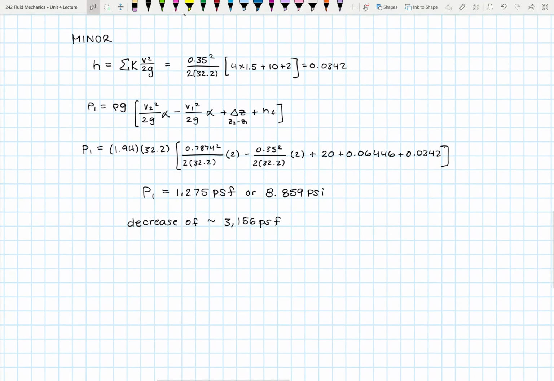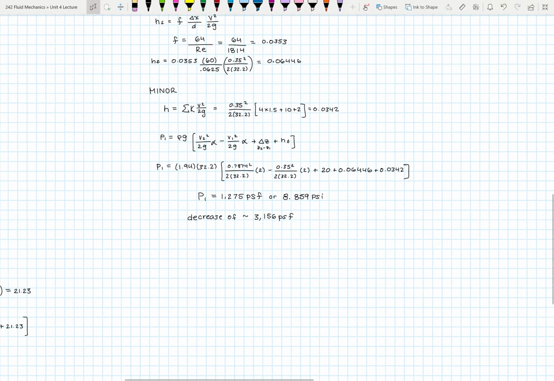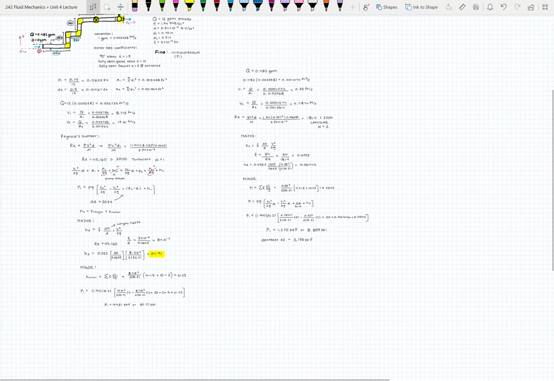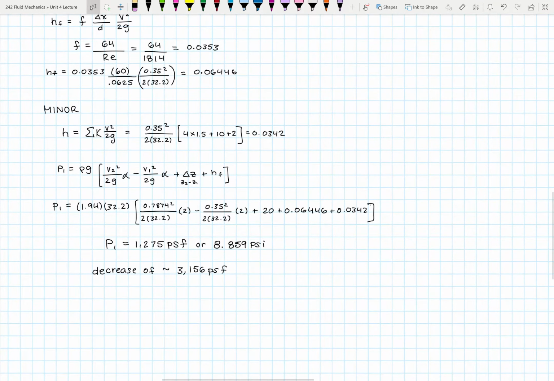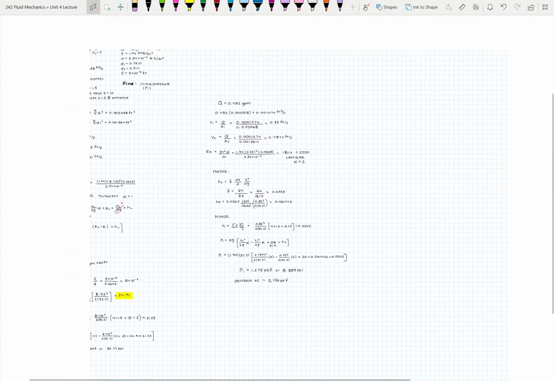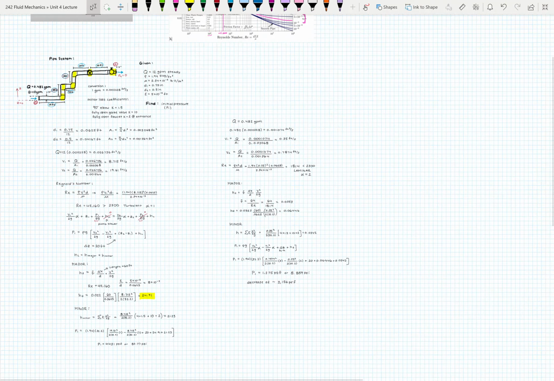And so much of that has to do with just how much less friction there is in laminar flow compared to turbulent flow. Our losses were way smaller for our laminar flow. So yeah, it's just important to kind of think about why things are happening the way that they're happening, kind of double check your logic, make sure everything is making sense to you, making sense logically.